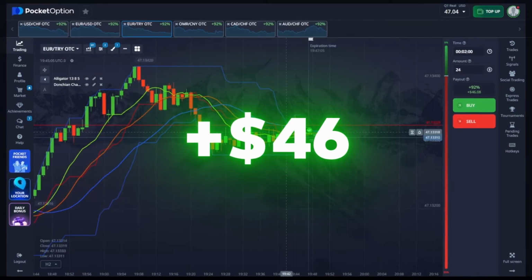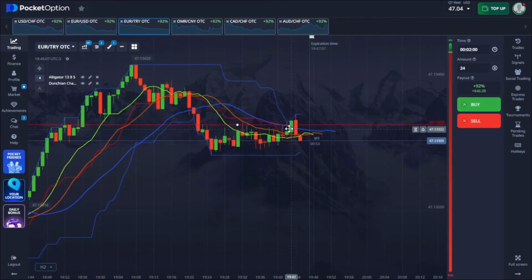$46 of profits for that one, guys. That is almost her stop position. That's the beginning of the candle. Beginning of position, the prices rise very strongly. Look what it does. And then the candle is cancelled out and falls below.